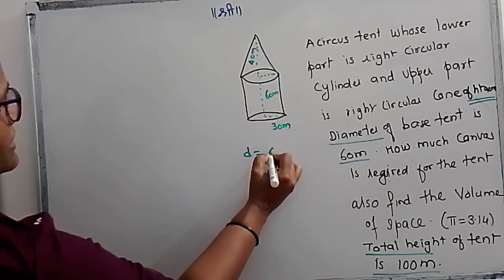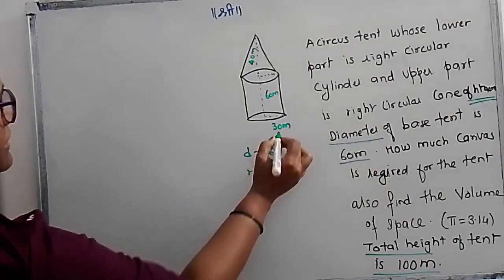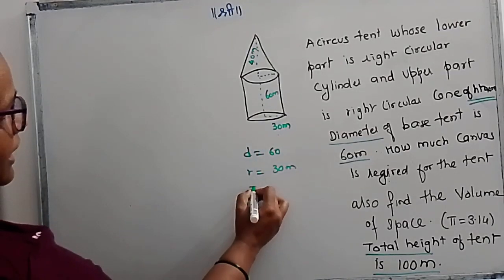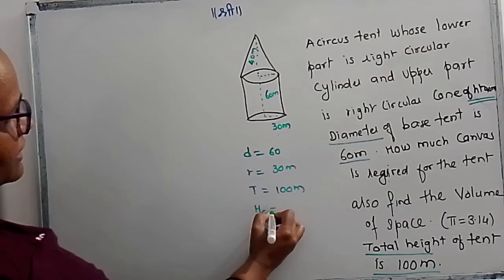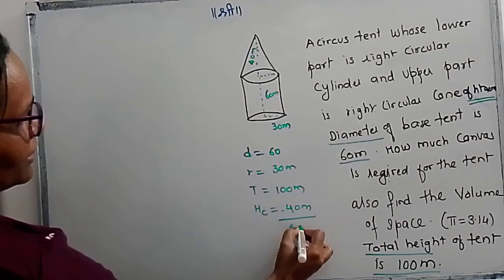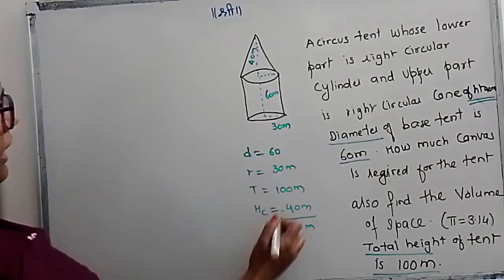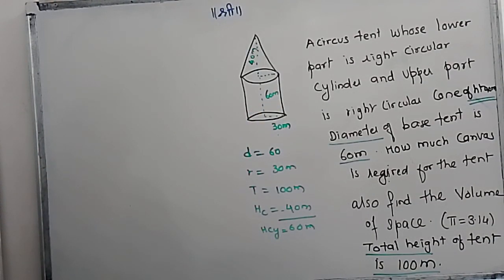Diameter is 60, so radius will be 30 meters. Yes. Then total height is 100 meters and height of the cone is 40 meters. 100 minus 40 is 60 meters. So height of the cylinder is 60 meters. Okay. Pi is 3.1.